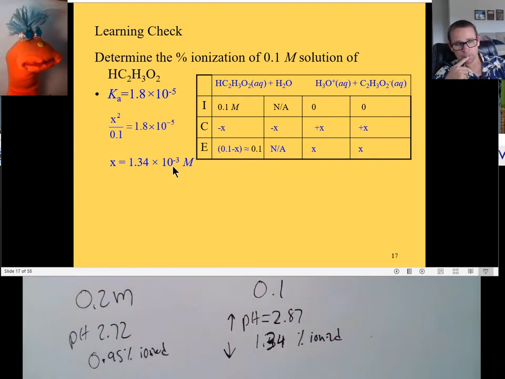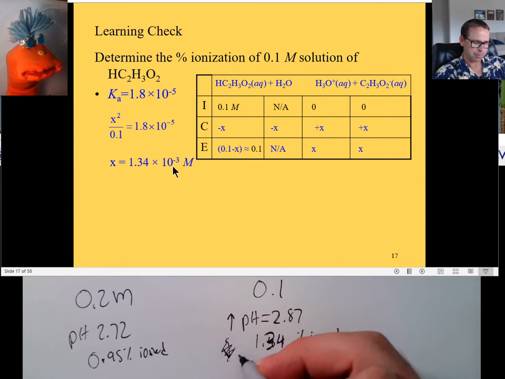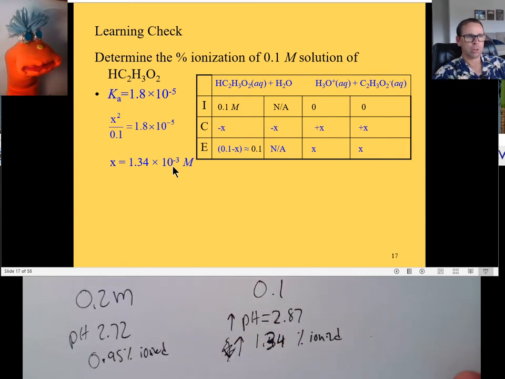Well, I was wrong. So this didn't go down, did it? The percent ionization went up. Well, why? If it went up, then why did the pH go down? If there's more hydrogen ion, more ionization, shouldn't the pH go down instead of up?